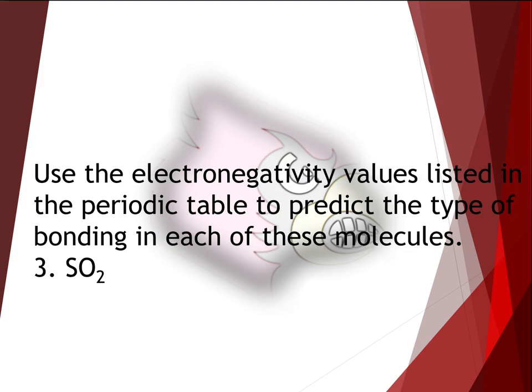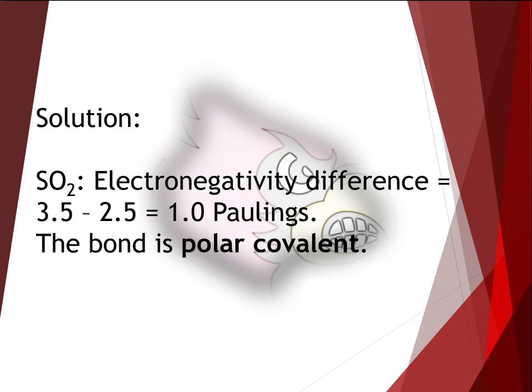Lastly, number 3, SO2. So I see that oxygen has a value of 3.5 and sulfur has a value of 2.5, giving us a difference of 1.0 Paulings, and that makes this bond polar covalent.